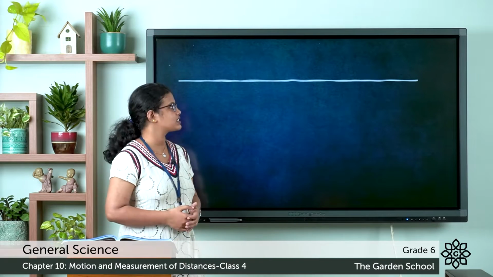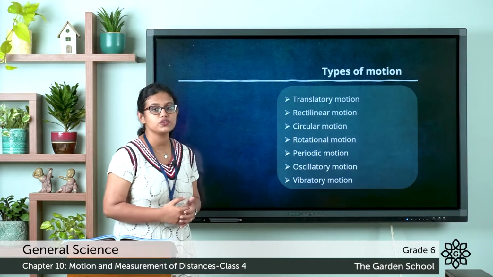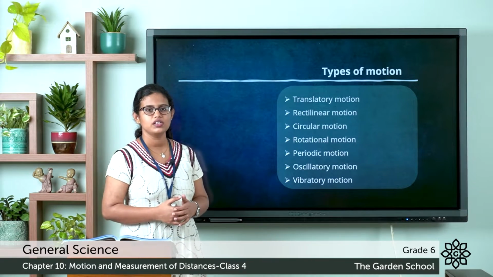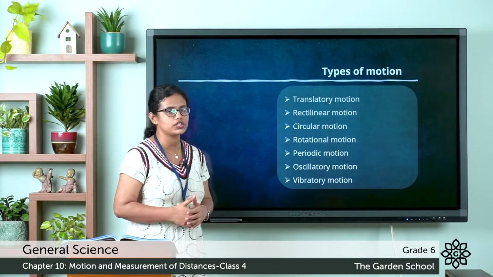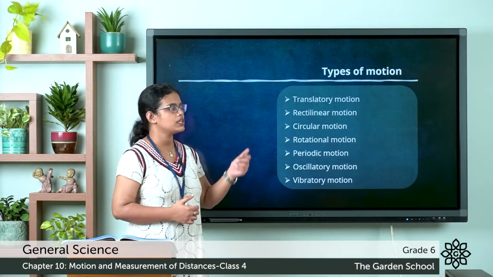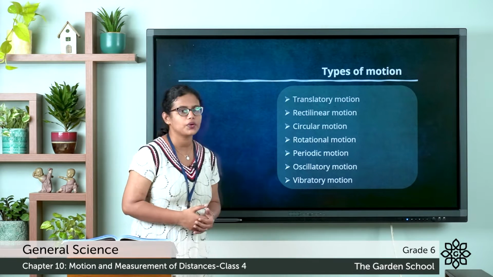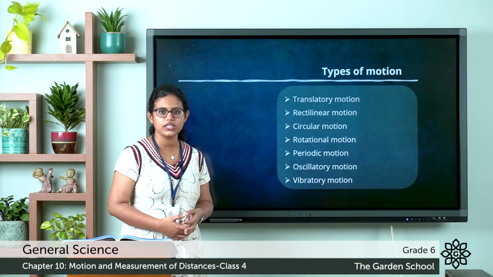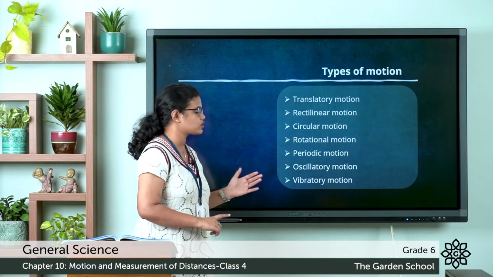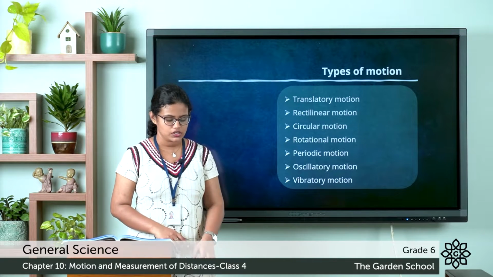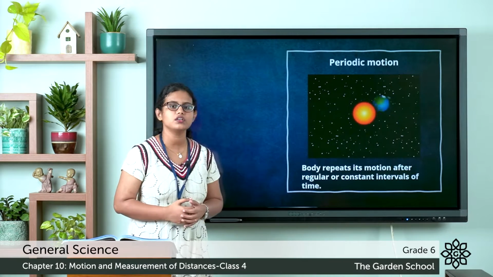And then we discussed the types of motion. So these are the different types of motion. In that we discussed the first four, that is the translatory motion, rectilinear motion, circular motion and rotational motion. And today we are going to discuss the next three, that is the periodic motion, oscillatory motion and vibratory motion. So moving on, the first is periodic motion.